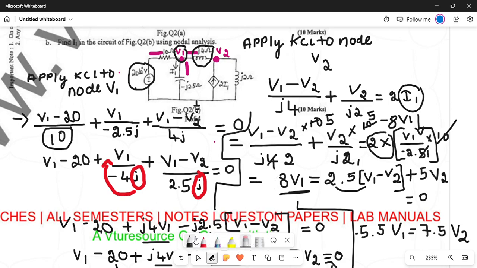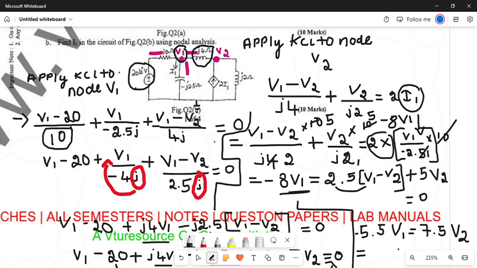Or if you want to get this resultant, you can do another thing: take the algebraic sum of all the currents entering the node is equal to the algebraic sum of all the currents leaving the node. If we do it that way, you will get this resultant without fail, that is -5.5v1 is equal to 7.5v2. Fine.